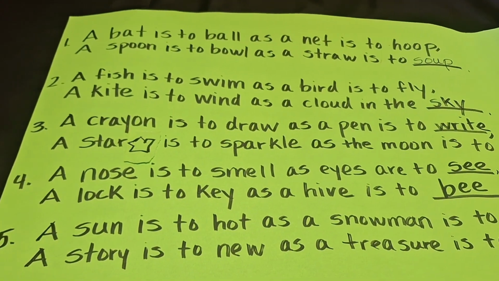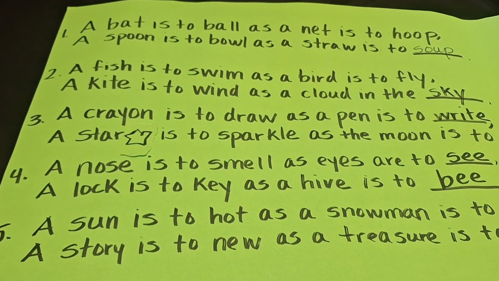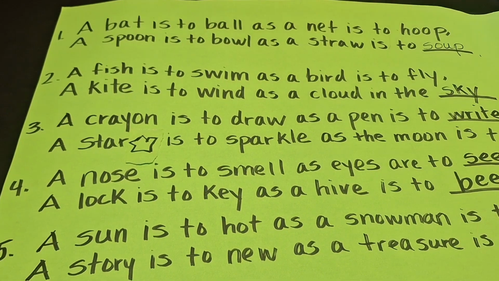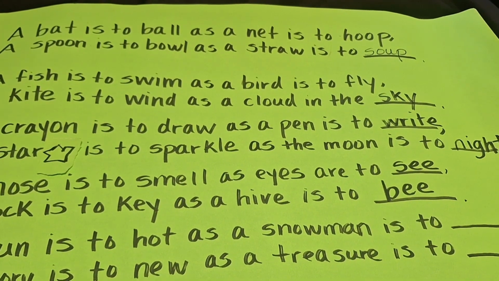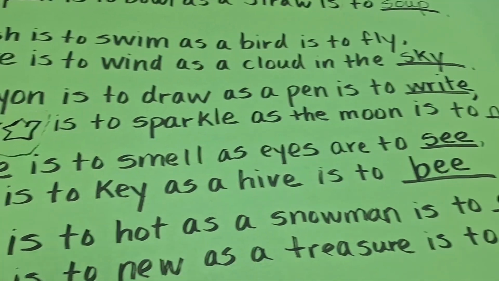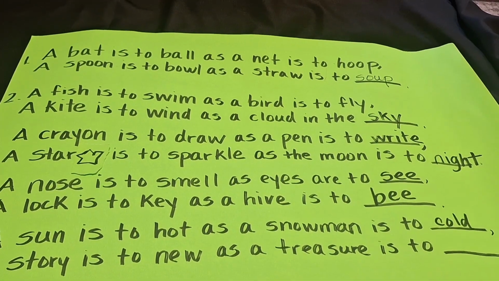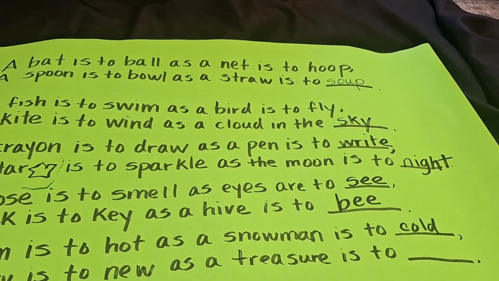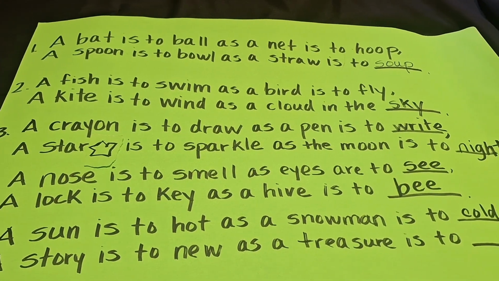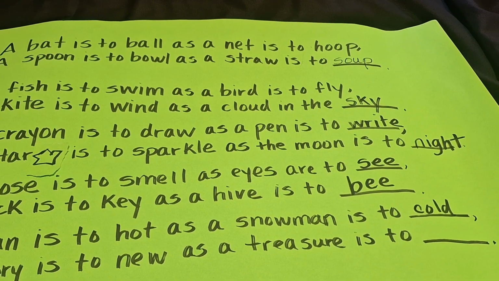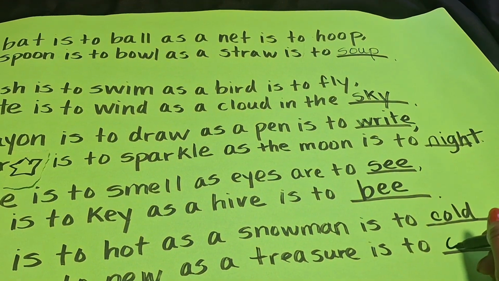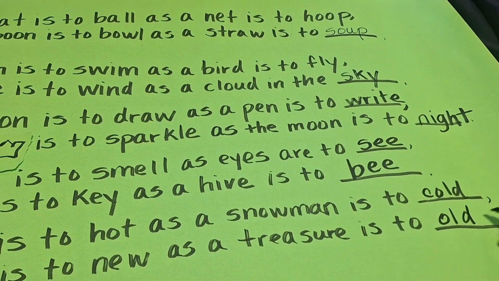Good job. And number 5, a sun is to hot as a snowman is to what? The sun is hot. A snowman is what? Cold. Good. C-O-L-D. All right? A sun is to hot as a snowman is to cold. A story is to new as a treasure is to, rhymes with cold. Treasures are what? Old. Very, very good. And there you have it.